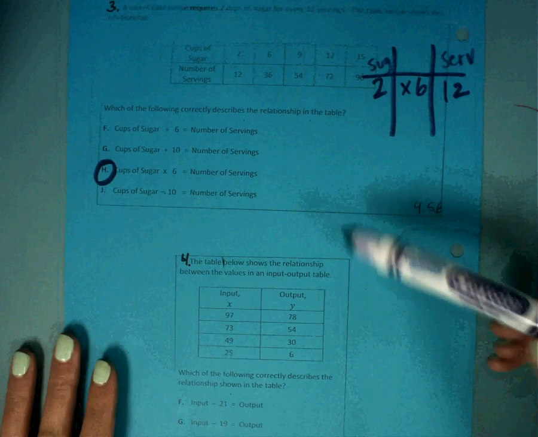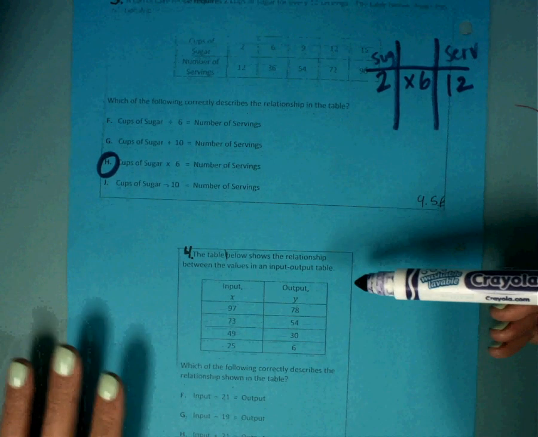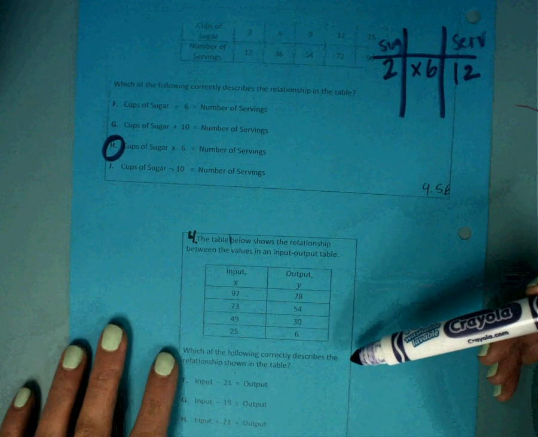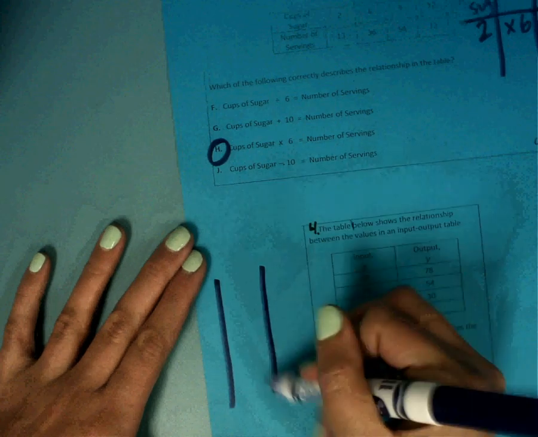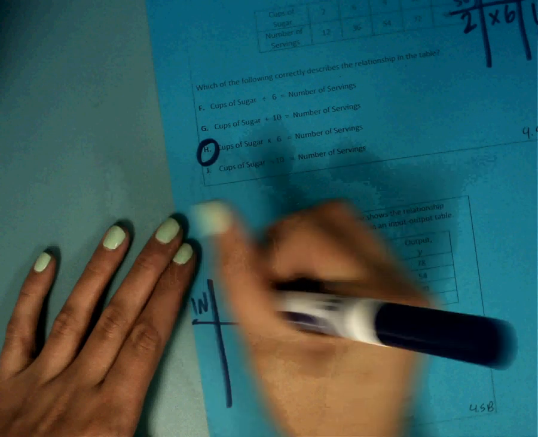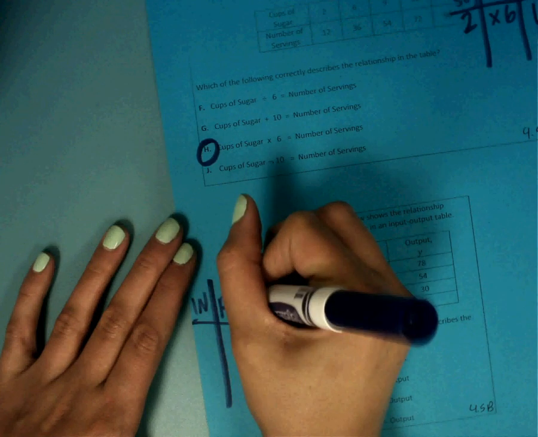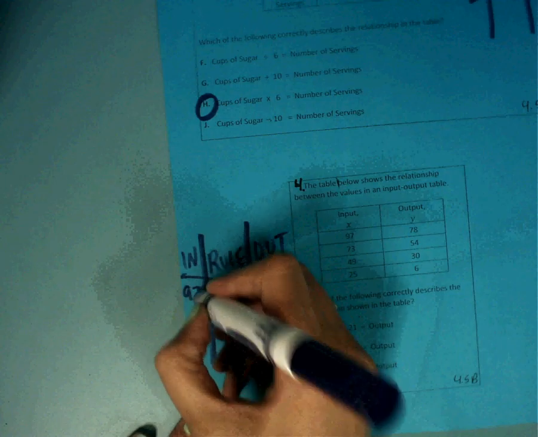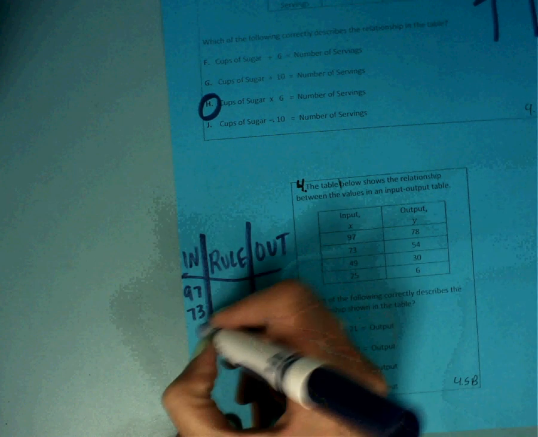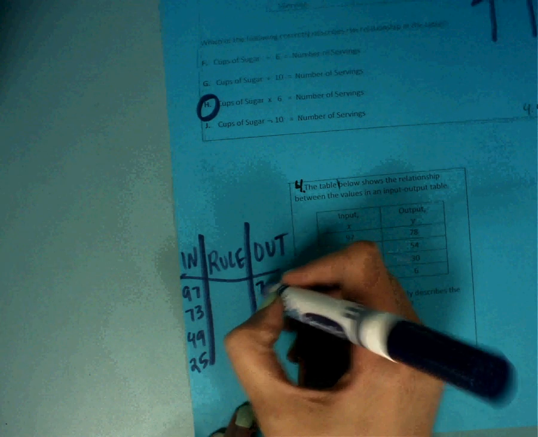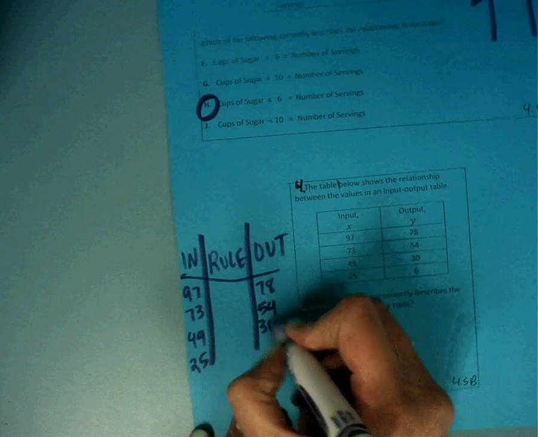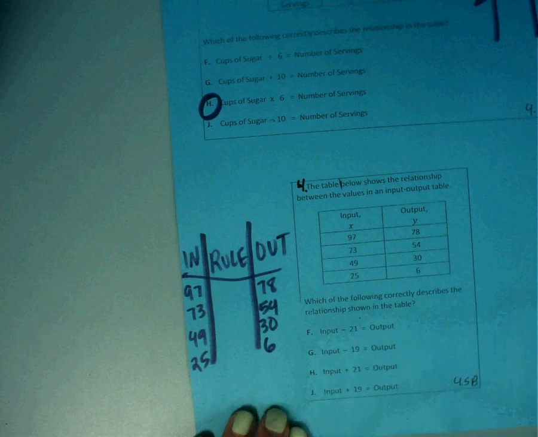Okay? Number 4, the table below shows the relationship between the values in an input-output table. Which of the following correctly describes the relationship shown in the table? So I'm going to make my double T chart over here. In, out, rule. Okay, and I'm going to fill in my values. So I've got 97, 73, 49, and 25. And then I've got 78, 54, 30, and 6.